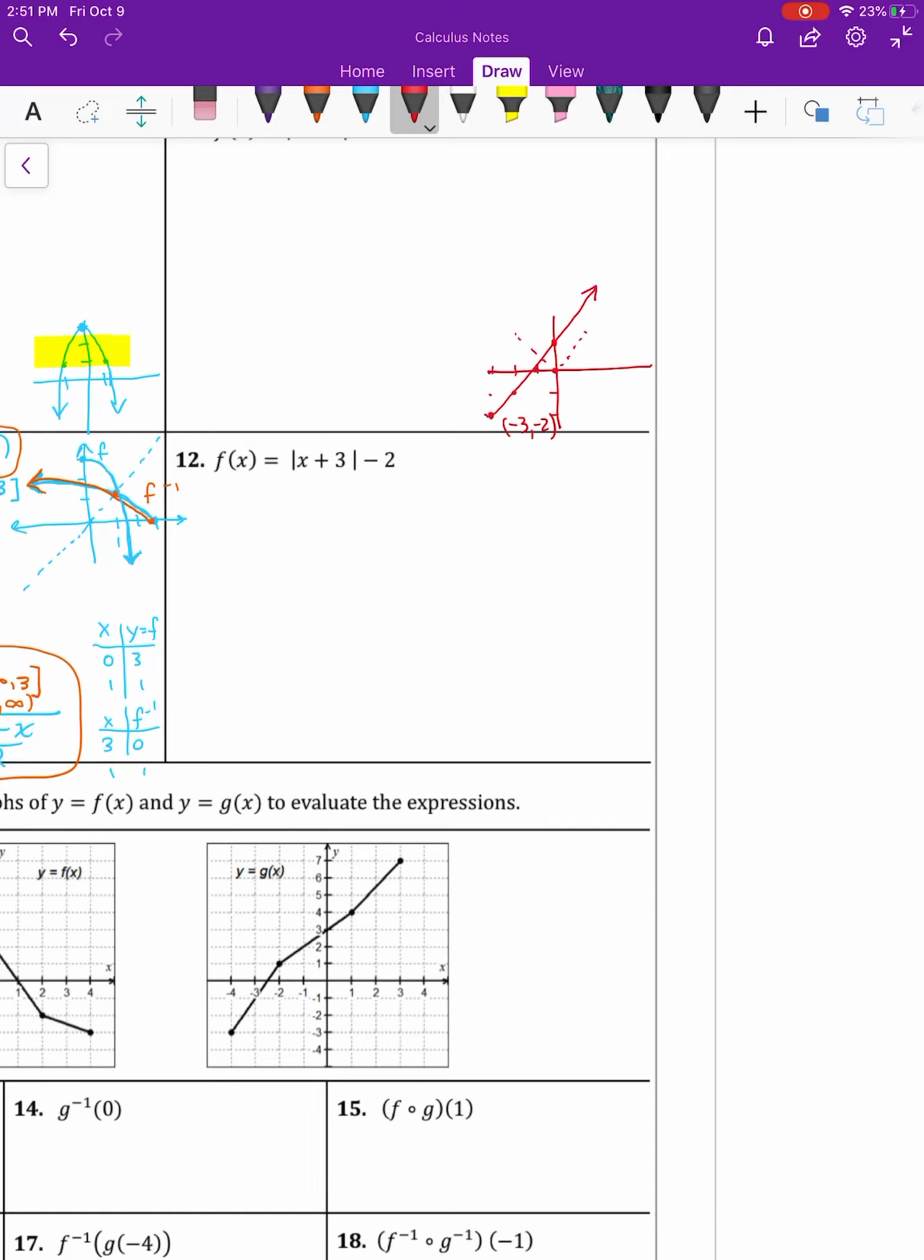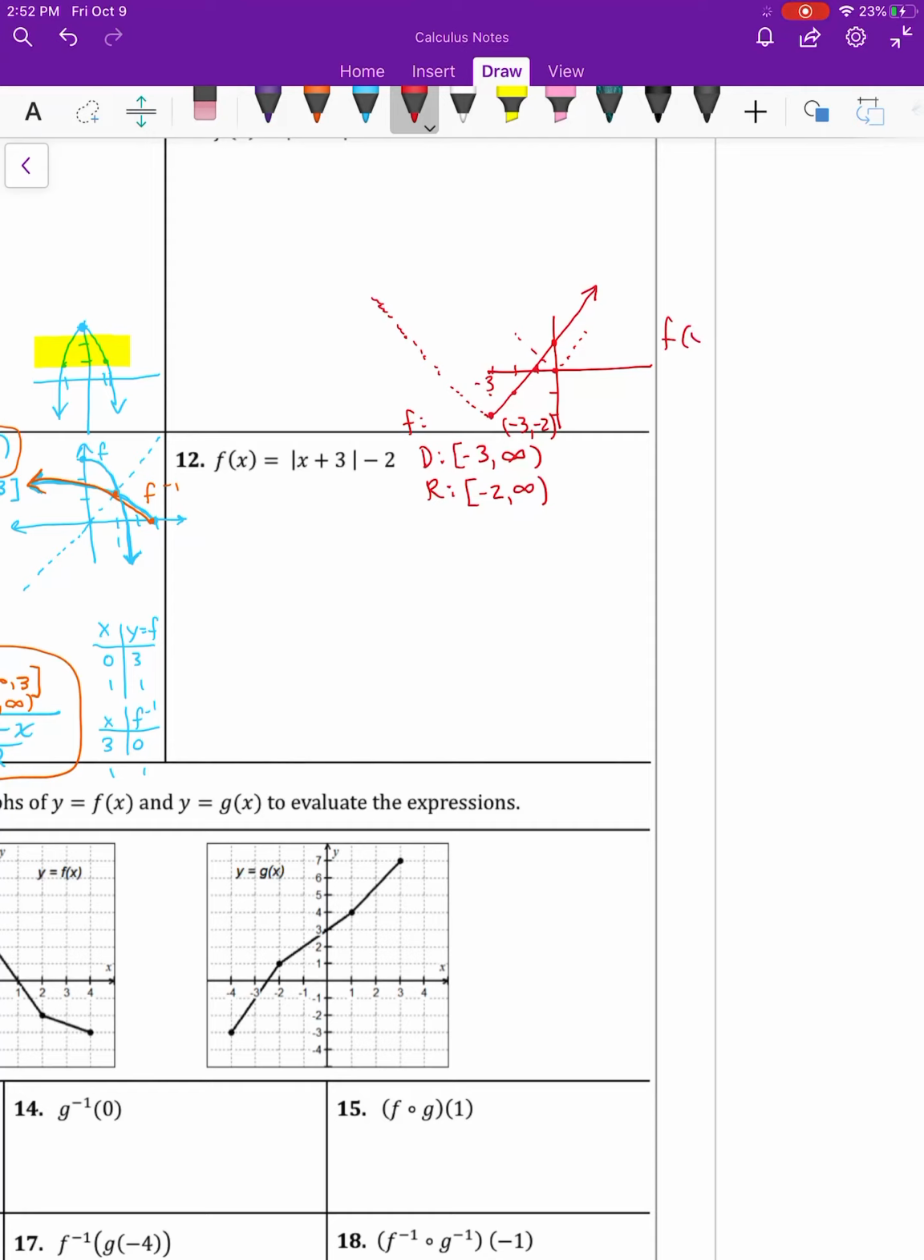And then there would also be one going this way, but we're not going to do that because if we included that, it would fail the horizontal line test. So we are going to restrict our domain to -3 to infinity. That's our restricted domain for f. And you can see that your range is -2 to infinity. Okay, so that's your f, and you already have that.